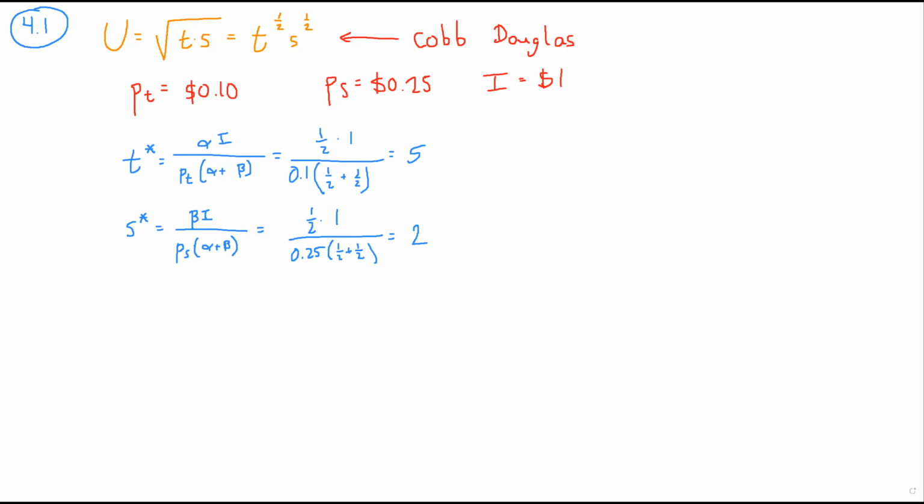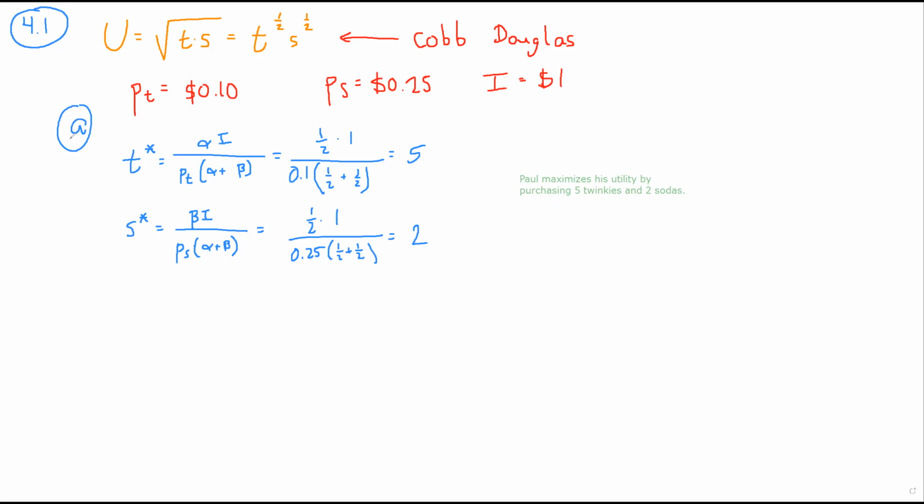And so the optimal bundle is, you say Paul maximizes his utility by purchasing 5 Twinkies and 2 sodas, period. Cool, that's it. That's part A. But of course, there's a little bit more to this question. There's part B.